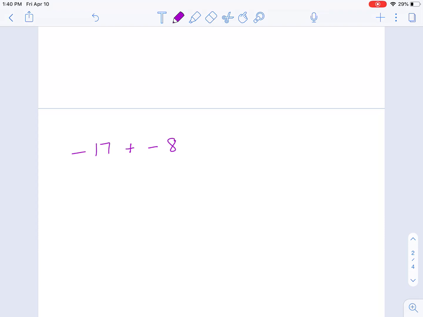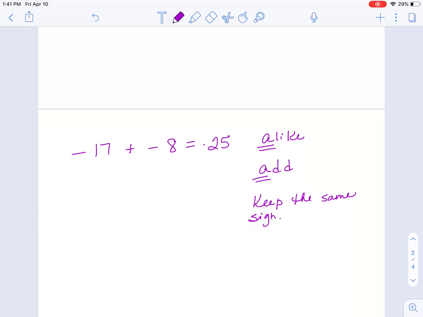Are my signs alike or different? They are alike. So if they are alike, we add. And 17 plus 8 is 25. Is it going to be a positive or a negative 25? We keep the same sign when they are alike. So since they're both negative, my answer will be negative.